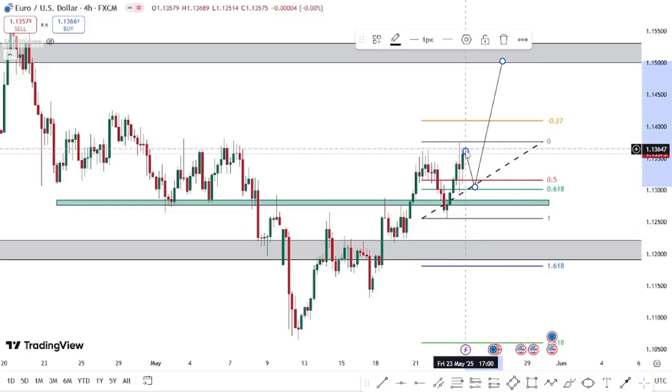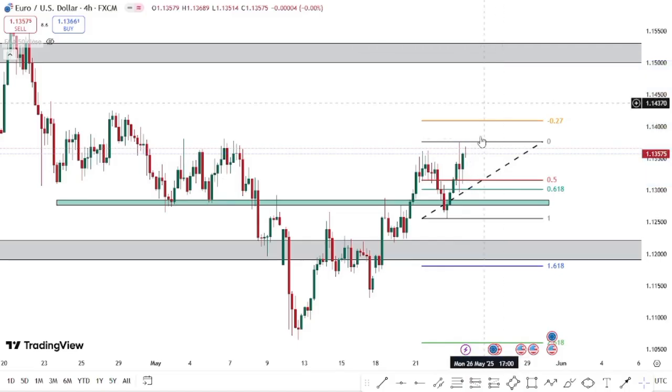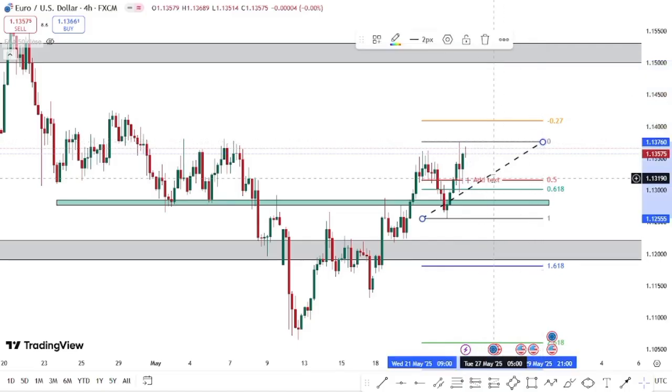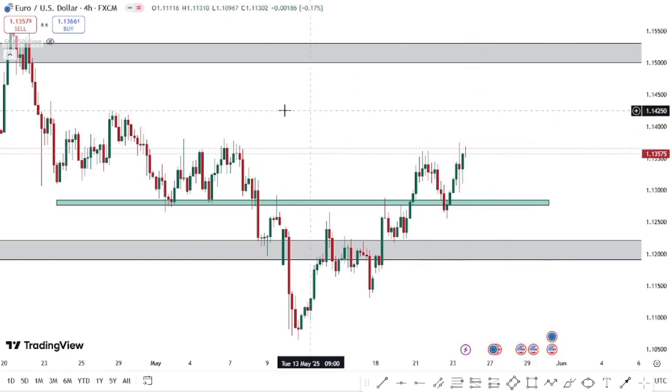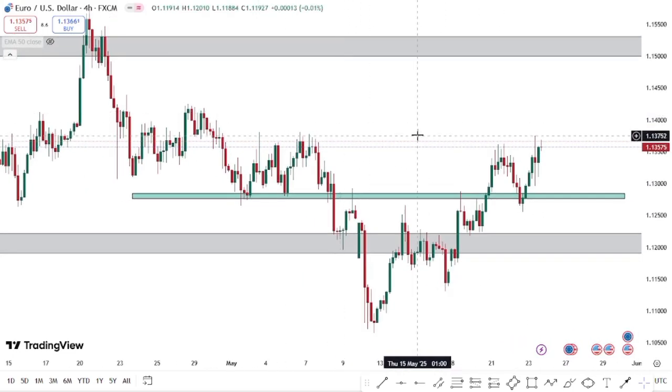I will expect Euro USD to come back into this zone before we kick off for a buy, or come back into this zone before I start looking for buying opportunities. Whichever one happens, once I see it, I'm going to wait for a bullish candle signaling a reversal to the upside before I start looking for entries. That is all we have for Euro USD.